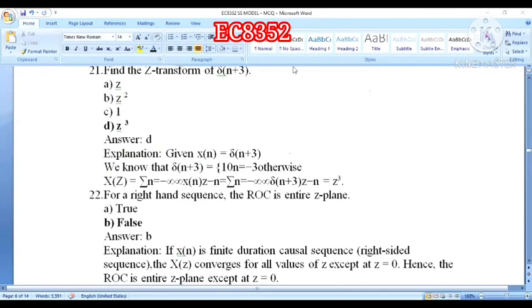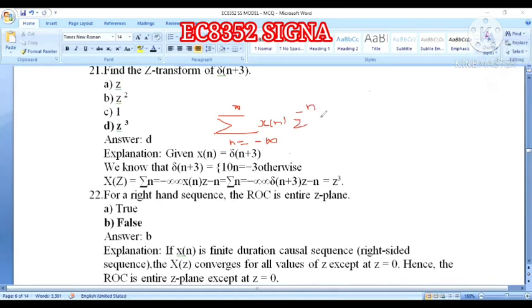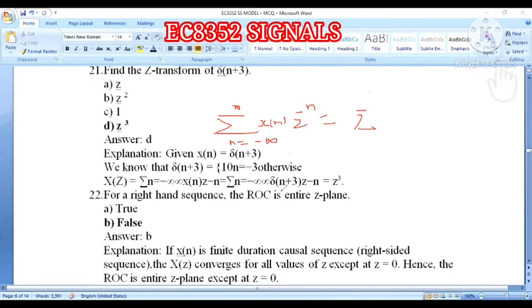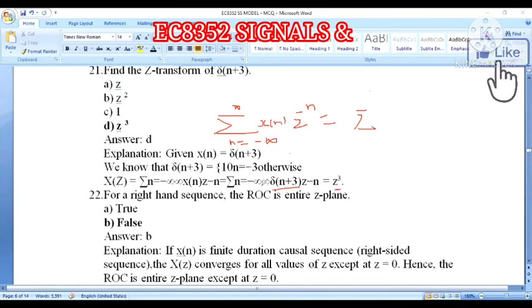So you know the Z transform definition, that is the summation with n varying from minus infinity to plus infinity of x of n, Z to the power of minus n. So here x of n is del of n plus 3. I substitute it in the summation: del of n plus 3 into Z to the power of minus n. So your answer becomes Z cube. So the answer will be Z power 3.